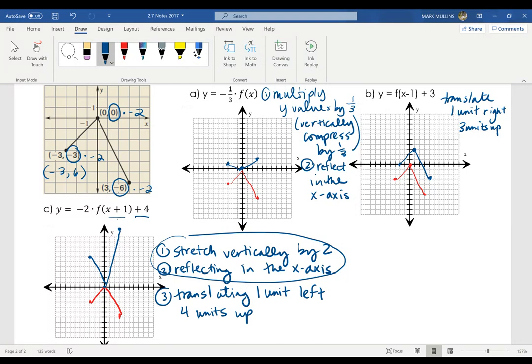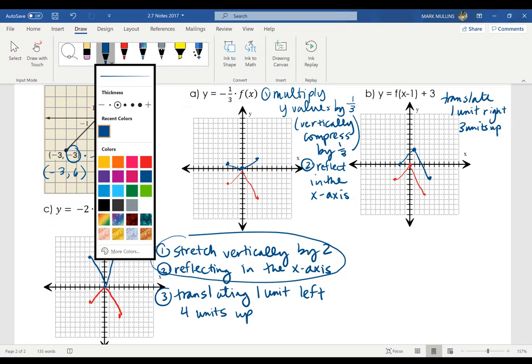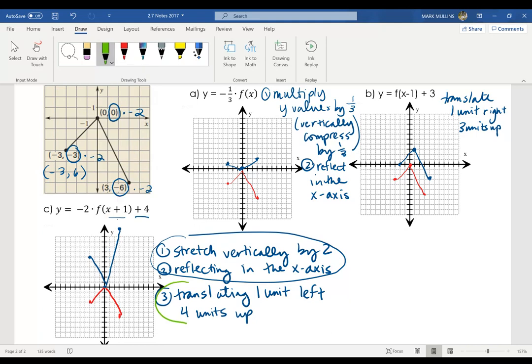I have one more step to do. I still need to translate this: 1 unit left and 4 units up. So I think I need to grab a new color for this. We'll make it green, so it's going to be bright. This is going to be on my final graph. And you can tell I am going to run out of space because I've got to move this 4 units up, and I was already off my graph. So each point is going to move 1 unit left and then up 1, 2, 3, 4.